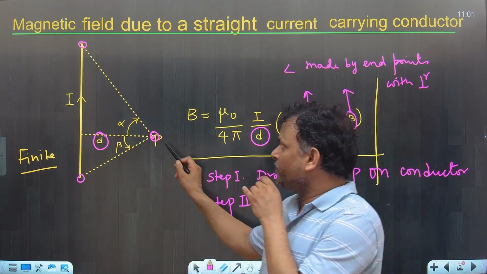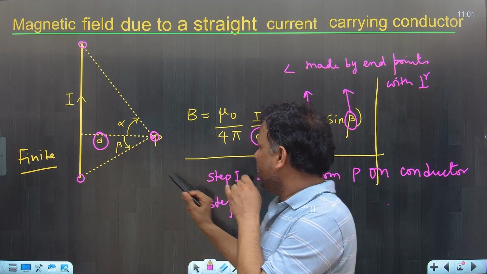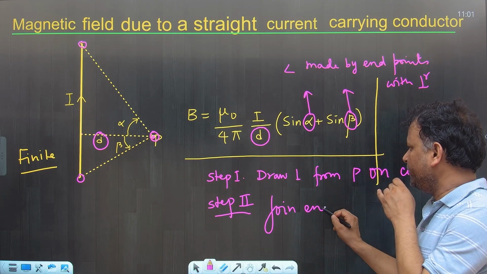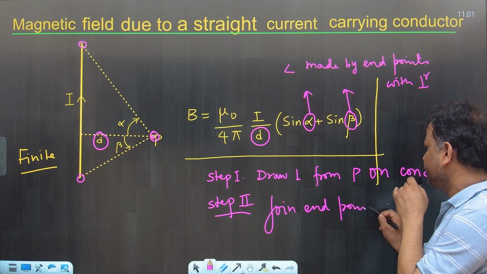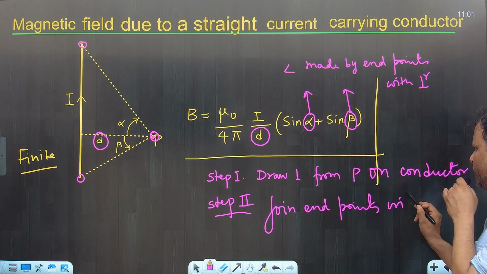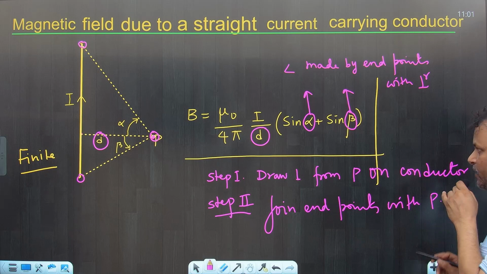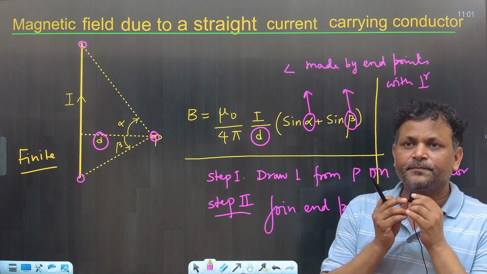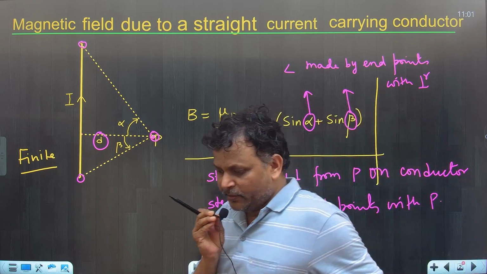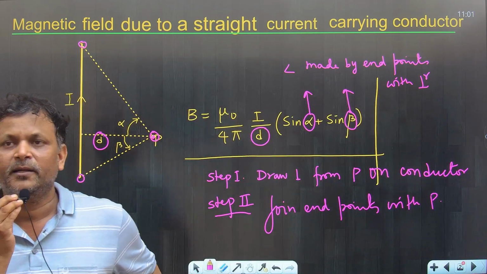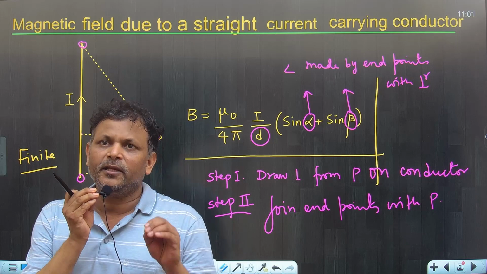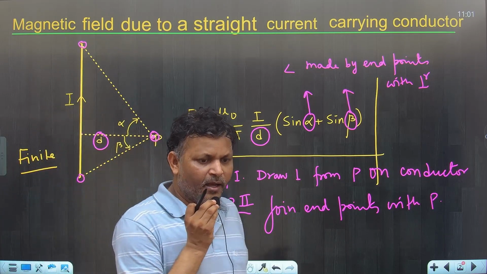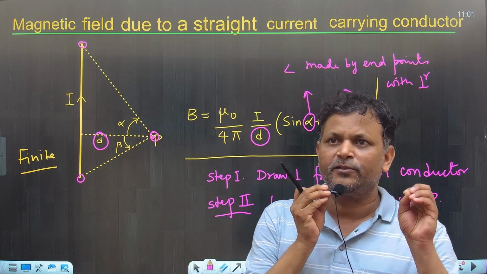First, you draw perpendicular from P on the conductor, and step 2, you join endpoints with P, right? So you will get alpha and beta. This is the idea, total idea. Rest is practice. This is the only thing I will teach today, and the rest is practice.